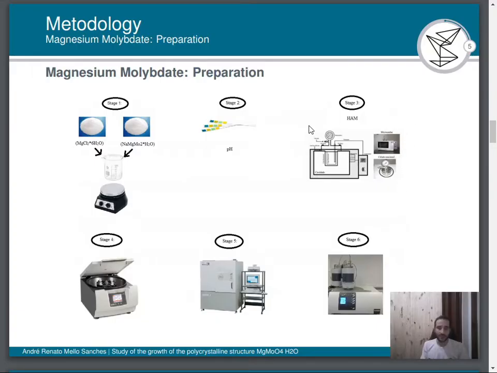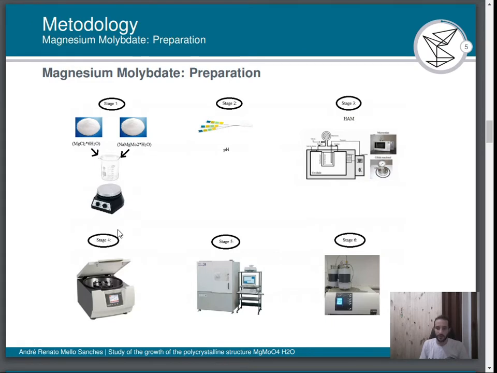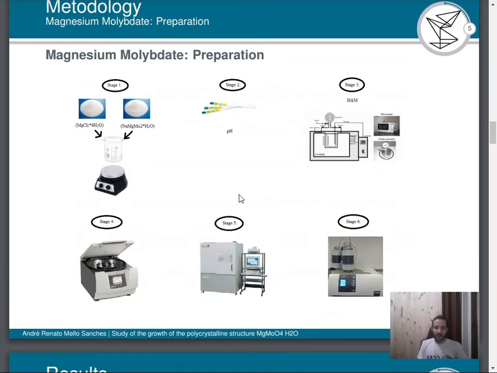In stage 3, we have the microwave-assisted hydrothermal method, where the heating rate was chosen to perform the synthesis, where the pressure and the temperature were observed. Stage 4, separation of residues. Separation of residues of the samples was carried out through the centrifuge, where soon after the samples were prepared for drying. In stage 5, the spectra were obtained and analyzed.